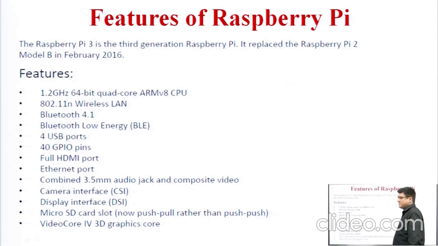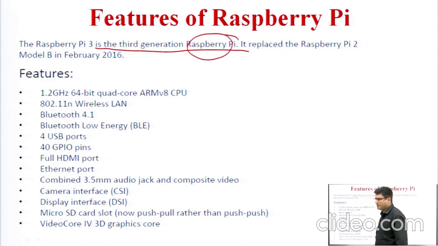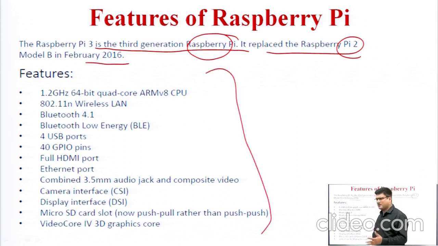So, features of Raspberry Pi. The Raspberry Pi 3 is the third generation Raspberry Pi. There are various generations of Raspberry Pi. We will see some basic features. It replaced the Raspberry Pi 2 model in February 2016. We will look into some key features, because this is just an introduction to both. We will not go into much detail. We only need to introduce Arduino and Raspberry Pi, so that students can use that board in a particular application. So these are the key features.